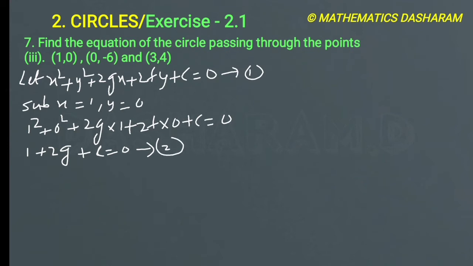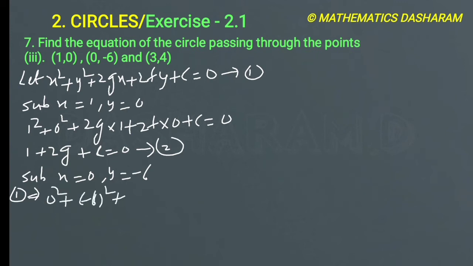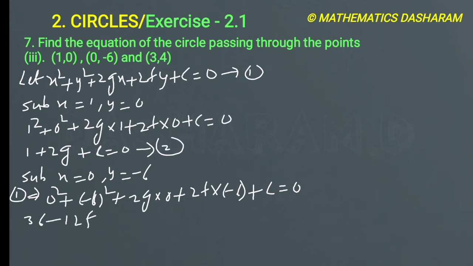Substitute the second point, that is 0 comma minus 6. So x equals to 0, y equals to minus 6. So then the equation 1 will become 0 square plus minus 6 whole square plus 2g into 0 plus 2f into minus 6, next to plus c equals to 0. So minus 6 whole square is 36 and 2 into minus 6 is minus 12f plus c equals to 0. So it is equation 3.